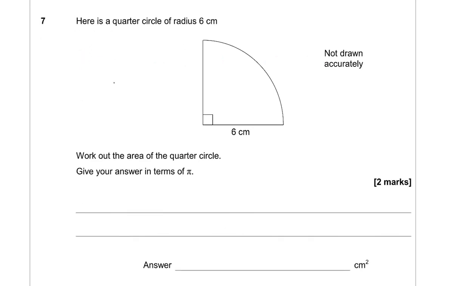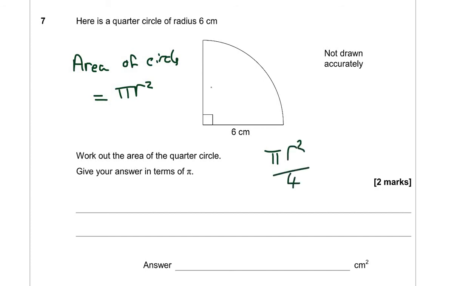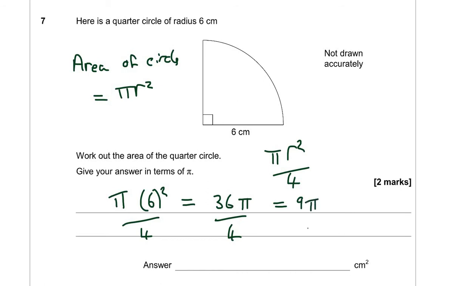Okay, question 7. Here is a quarter circle of radius 6. Work out the area of the quarter circle. Well, we know that the area of a circle is pi r squared, and so the area of this quarter circle is just going to be pi r squared over 4, because it's a circle cut into 4 pieces. So this is pi times 6 squared over 4, which equals 36 pi over 4, and 36 divided by 4 is 9, so it's 9 pi, and that's centimetres squared there.